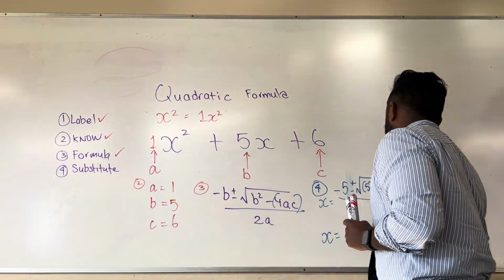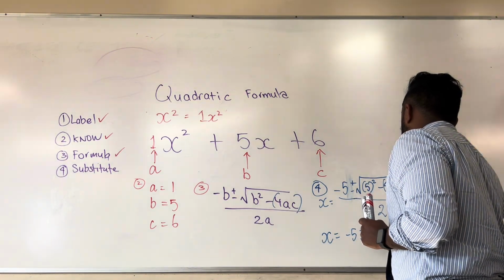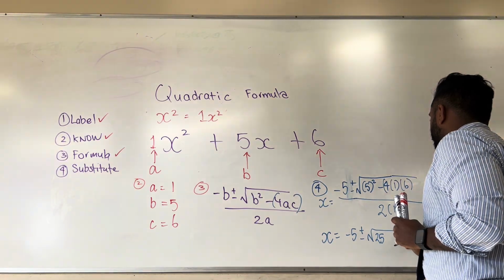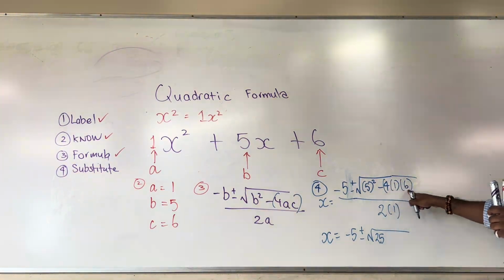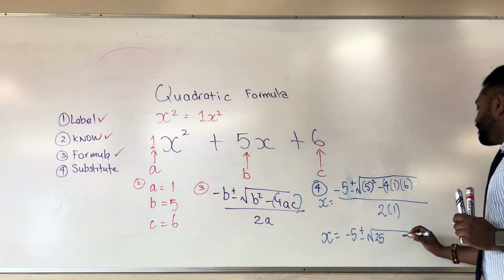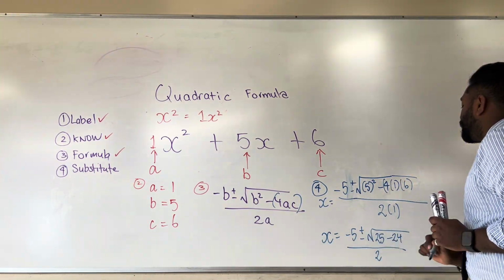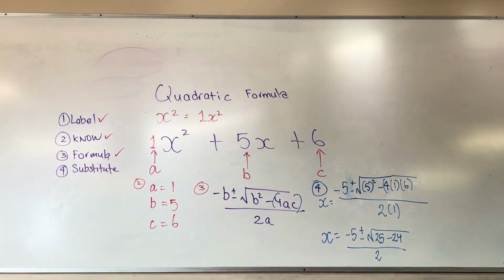x is equal to negative 5 plus or minus the square root of 25 minus, and 4 times 6 is 24, so minus 24, all over 2. Okay, we can still simplify this even further.